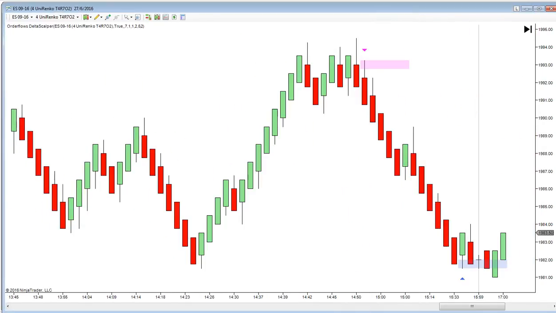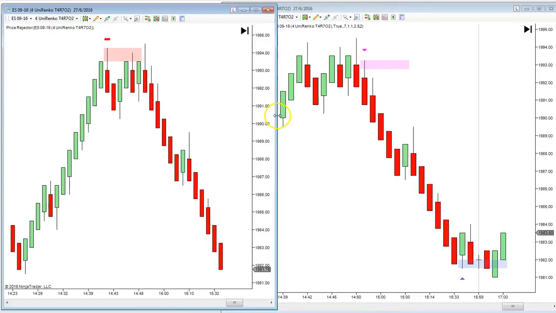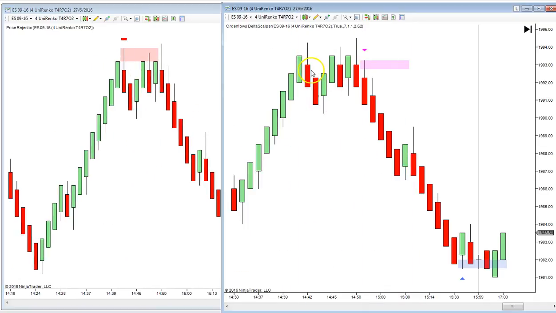Let's take a look here. Let's compare them side by side. Okay, so the price rejector. The price rejector kicked off a bit earlier.